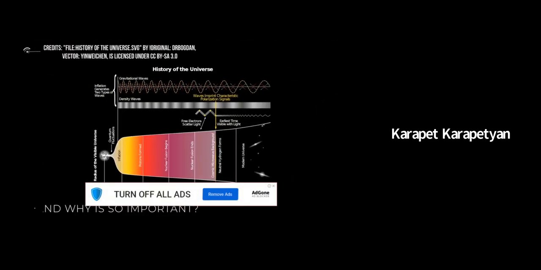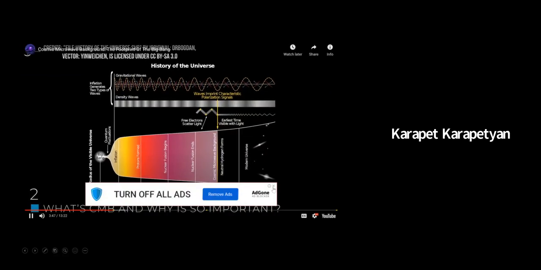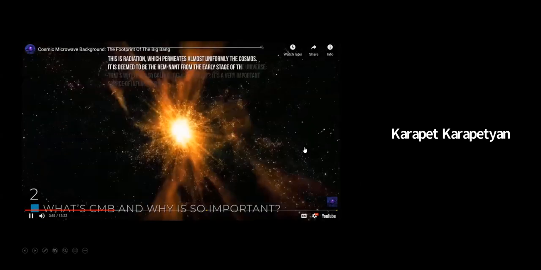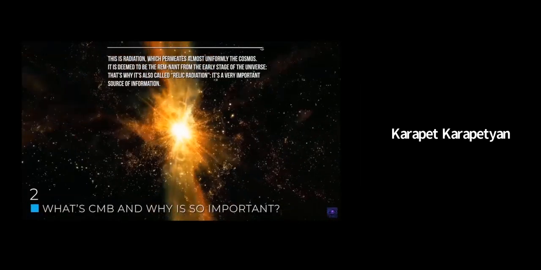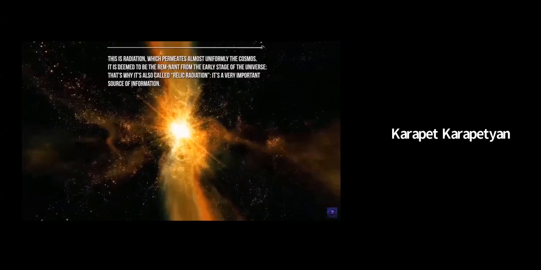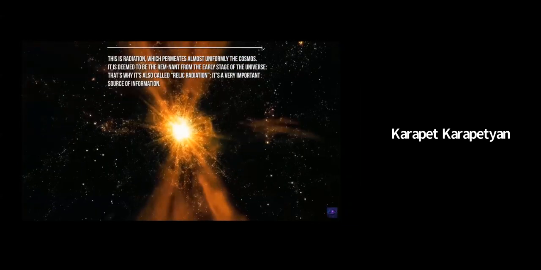Let's go a little more into detail and try to figure out what exactly is CMB. This is radiation which permeates almost uniformly the cosmos. It is deemed to be the remnant from the early stage of the universe. That's why it's also called relic radiation. It's a very important source of information. At first approximation, CMB is isotropic and homogeneous.